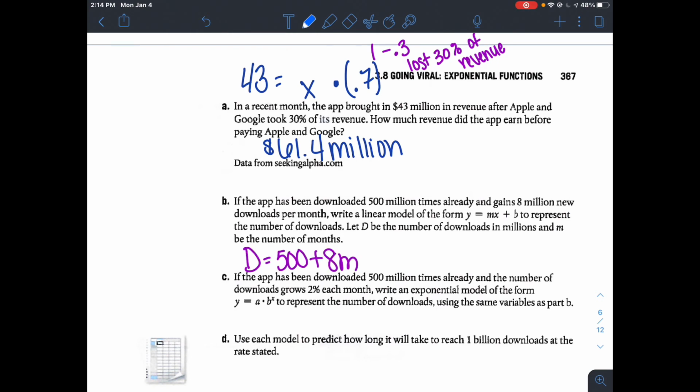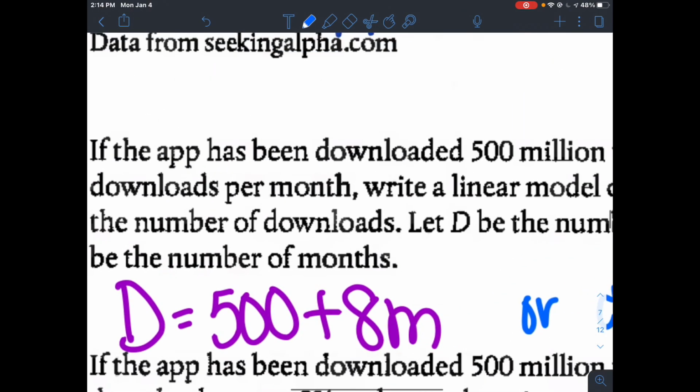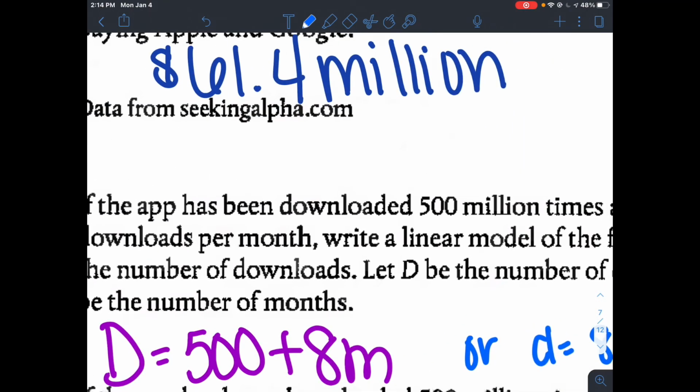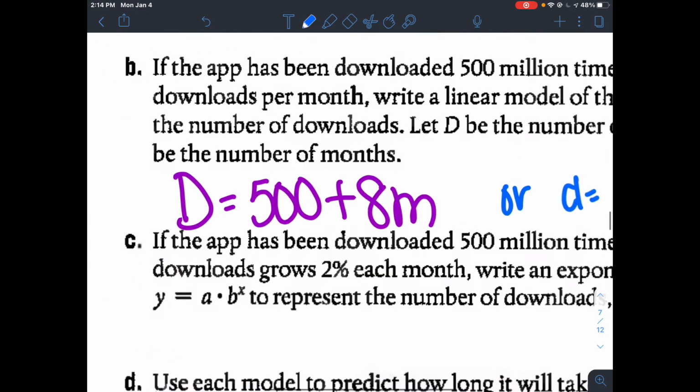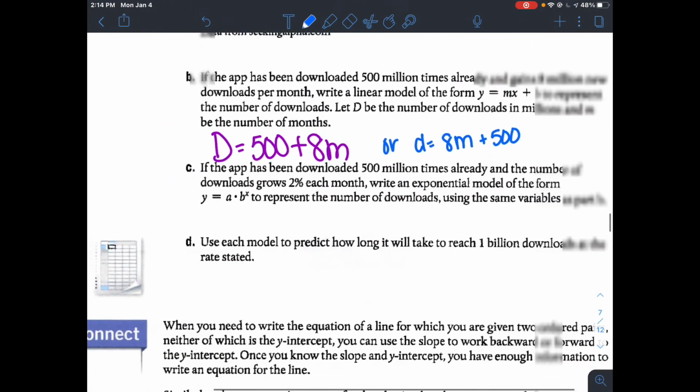Downloads equals 500 million times already downloaded plus 8 million new downloads per month. And yes, I know that doesn't really follow the form y equals mx plus b. So if you're really picky, you can rewrite it as d equals 8m plus 500. Same exact thing. I just wrote it this way because that's how I read it, that they already had 500 million and then they gained 8 million per month. But either way, doesn't matter.